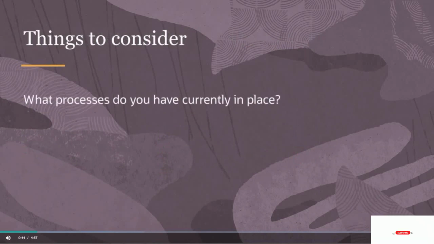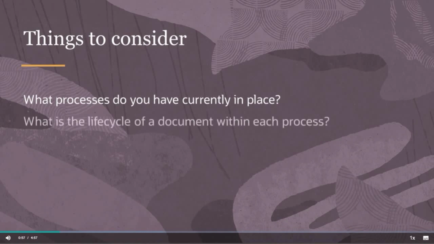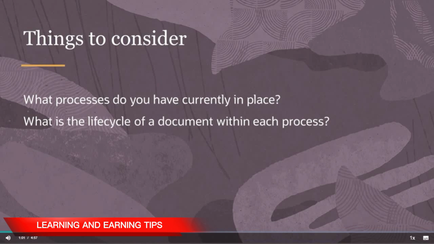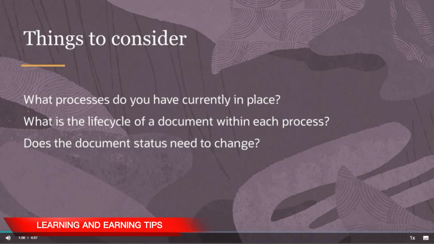What processes do you currently have in place? Do you distinguish between reviews and approvals? Do you have one process for external reviews or approvals and another for internal ones? Are they any different for technical and non-technical documentation? Then, what is the life cycle of a document within each process? What statuses or milestones does it go through? Do you need the document status to change as a result of the review outcome?